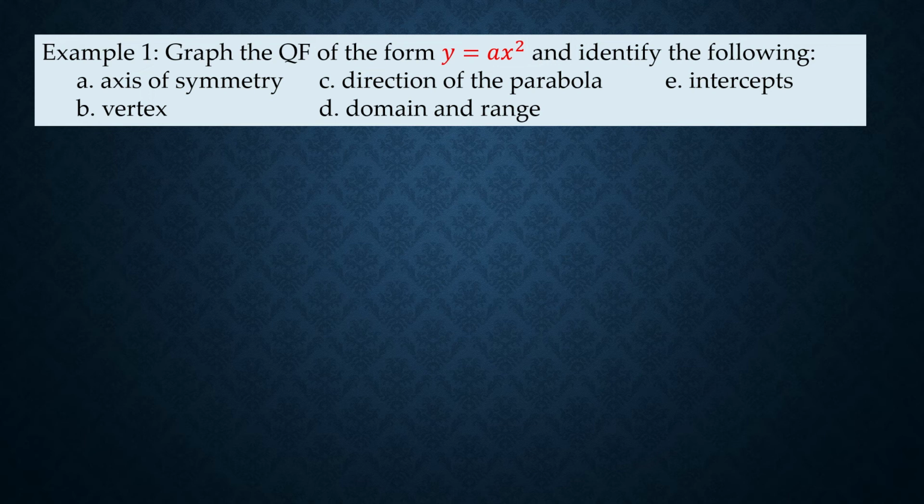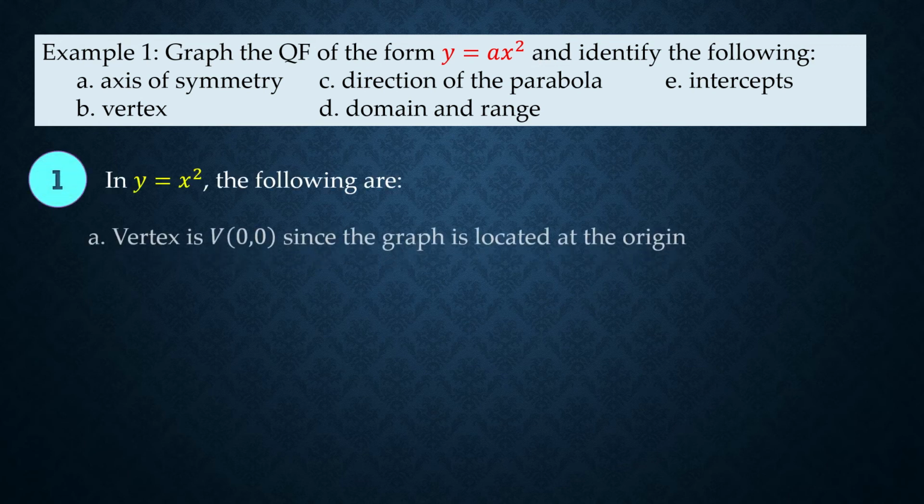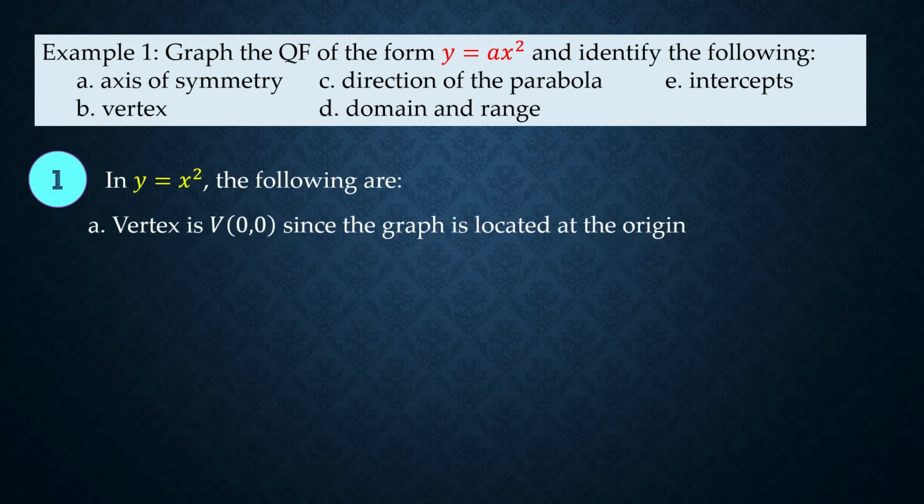How do we graph the quadratic function of the form y is equal to ax squared? So usa ra ka term no, nya quadratic term pag siya. So kani siya nga first example is a graph of the parent function. So siya ang sinugdanan. Then we will identify the following: axis of symmetry, vertex, direction of the parabola, domain and range, intercepts.